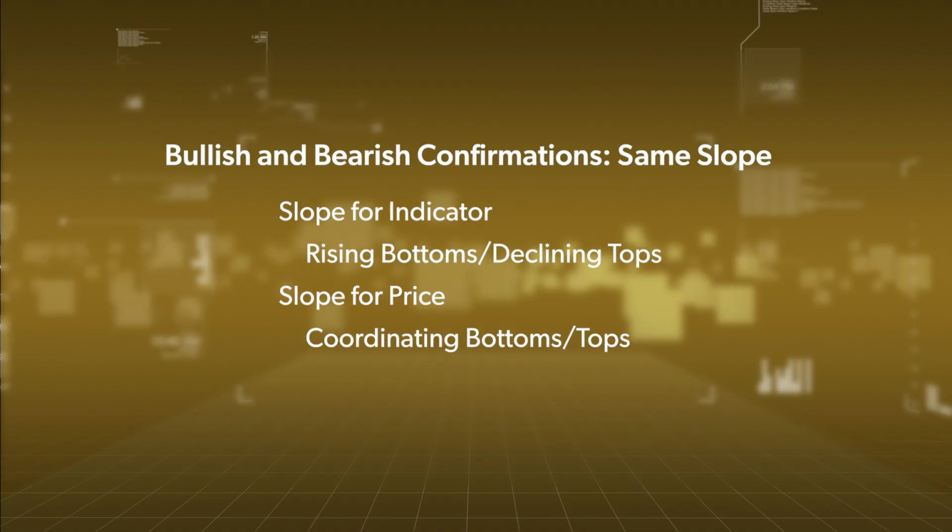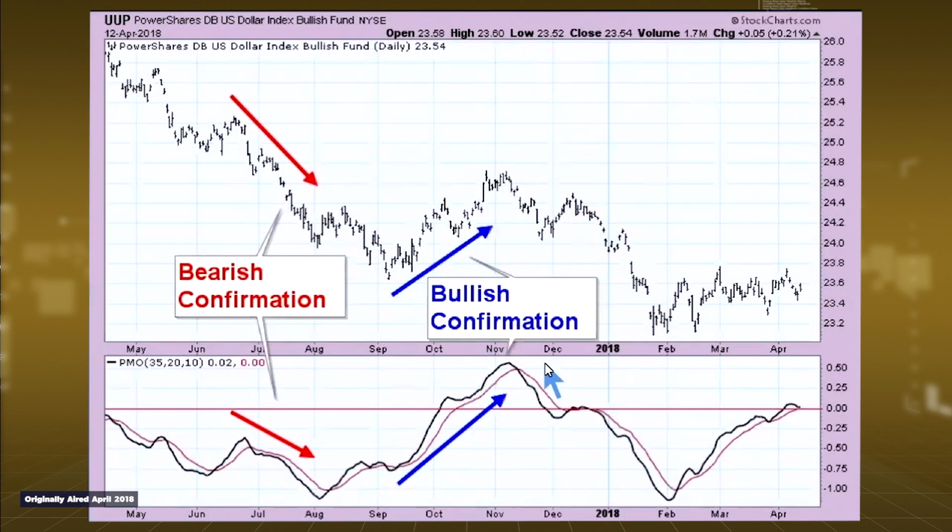So let's look at some bullish and bearish confirmations. And what's the difference? Remember, with the divergences, the rising bottoms line would be divergent from the price bottoms. So in the case of a confirmation, we look for the slope of the indicator. Remember, declining tops, rising bottoms on the indicator. Now you look at the slope for the price by drawing the coordinating bottoms and tops to what you drew for the indicator. If that is the same, you're getting a confirmation of the trend and what's going on.